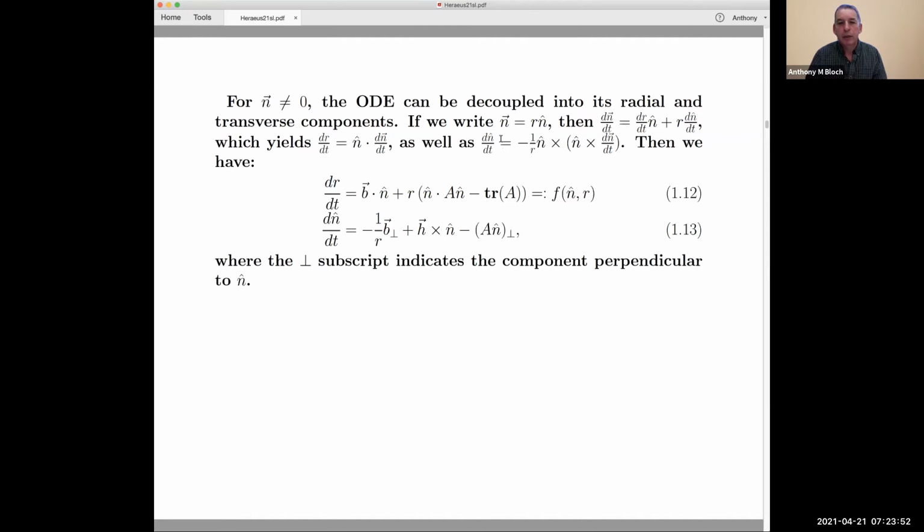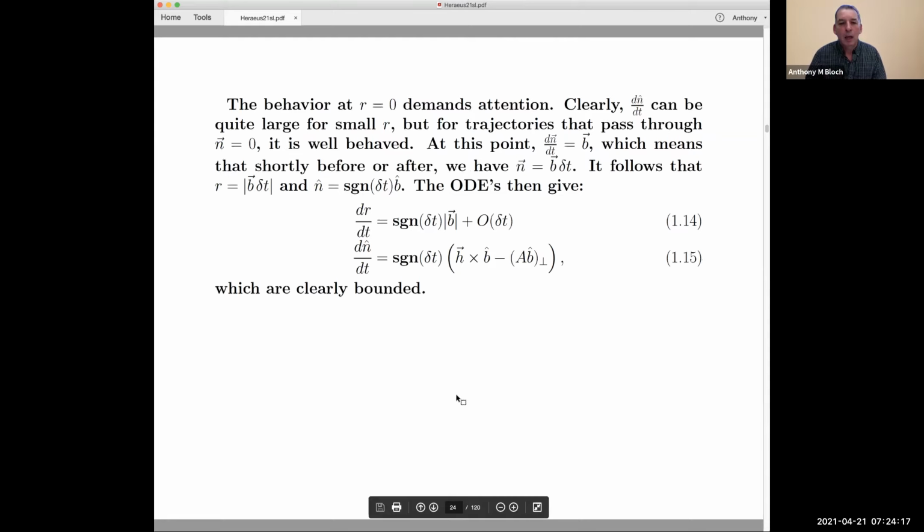So in any case, what we do is we write n equal to R n hat, and then you can break the equation up into two pieces, an equation for R and an equation for n hat. The perpendicular here indicates the component perpendicular to n. So you're basically breaking it up into radial and transverse pieces. And there are various interesting bits regarding the analysis depending where you are in the ball, in particular at r equals 0. So r equals 0 is interesting.